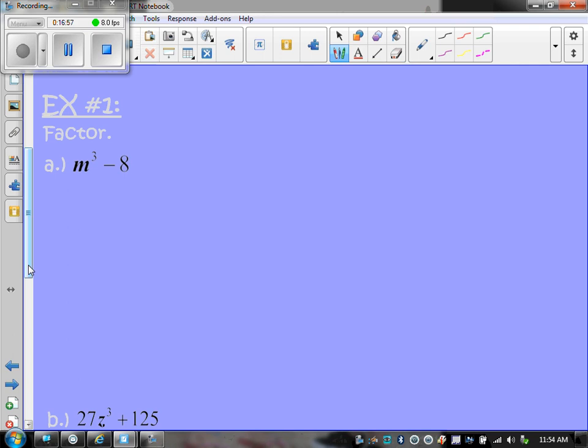So the only other problem it could be is a cubes problem. But in order for it to be a cubes problem, it needs to be able to be written as something cubed minus something cubed. And right now, the only thing that I see cubed is the m. Right? I don't see an 8 cubed, I just see a regular 8. So what we have to do is rewrite this problem so that it says something cubed minus something cubed. So the m is cubed, but what can I make the 8 so that instead of an 8, it's something cubed? So what cubed is the same thing as 8?